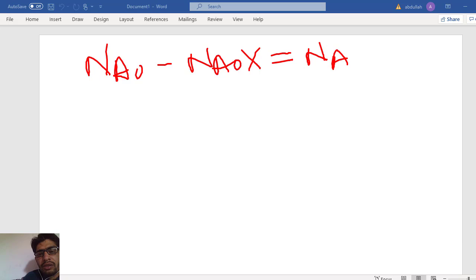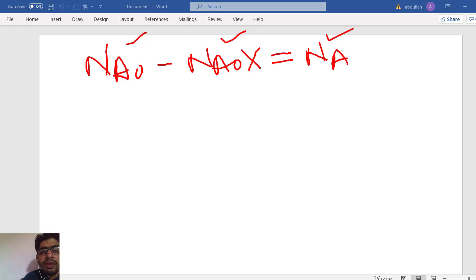reactor after the completion of reaction. It means that N0 mole of A will enter into the reactor, and N0 x mole of A will convert into product. Then how many mole of A will be present in the reactor after the completion of reaction? It will be N0 minus N0 x.